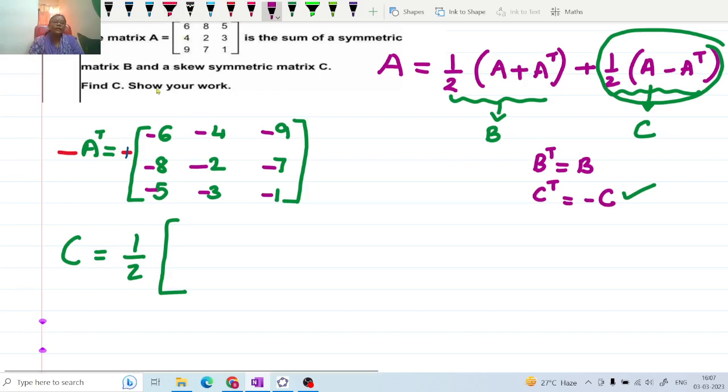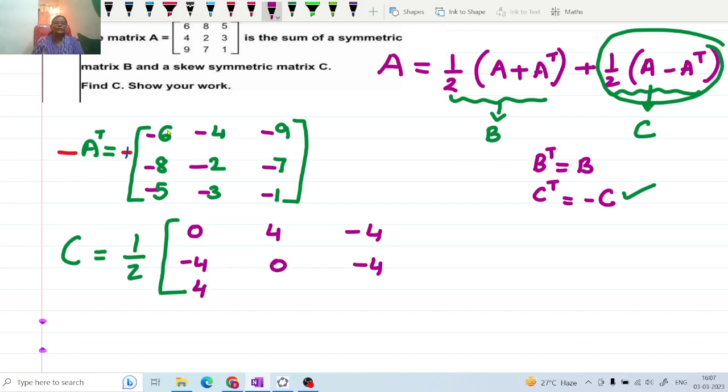Now you can add the two. It's easy for you to add. You don't need to show this step. You can simply subtract the elements. The first number is 6 minus 6, that is 0. And 8 minus 4, that is 4. 5 minus 9, that's minus 4. Then next you have 4 minus 8, that is minus 4. 2 minus 2, that is 0. 3 minus 7, that is minus 4. And the last row, 9 minus 5 is 4. Then 7 minus 3 is 4. And 1 minus 1 is 0.